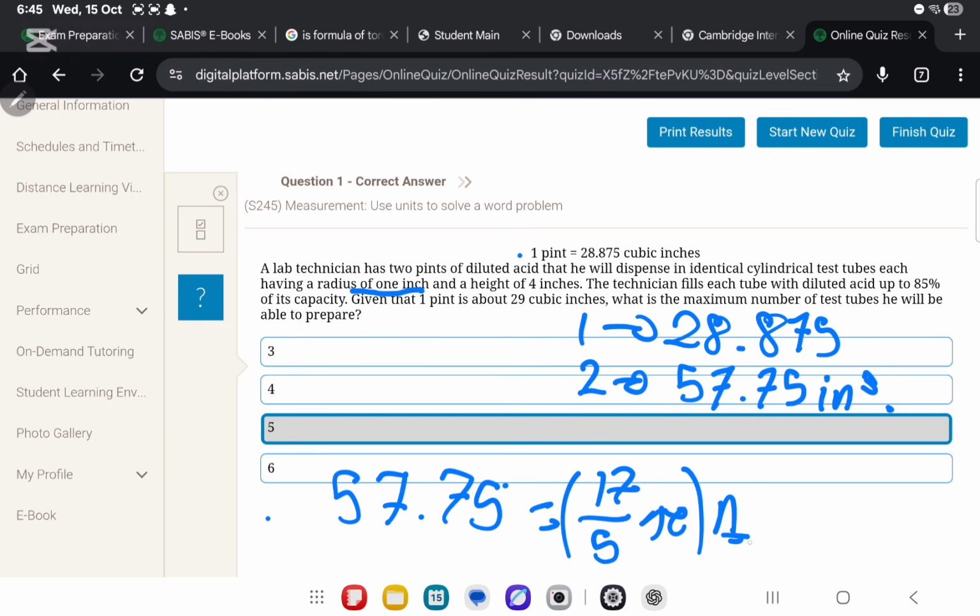N is the number of cylinders, test tubes, whatever, you can make, right? Because each one can hold 17 over 5 pi. So how many of these 17 over 5 pi cylinders can give me 57.75? So I'm just gonna divide 57.75 by 17 over 5 pi. This gives me 5.4. So you're gonna round down, right? Because there's no such thing as 5.4 cylinders. A cylinder is a whole number. So 5 tubes.